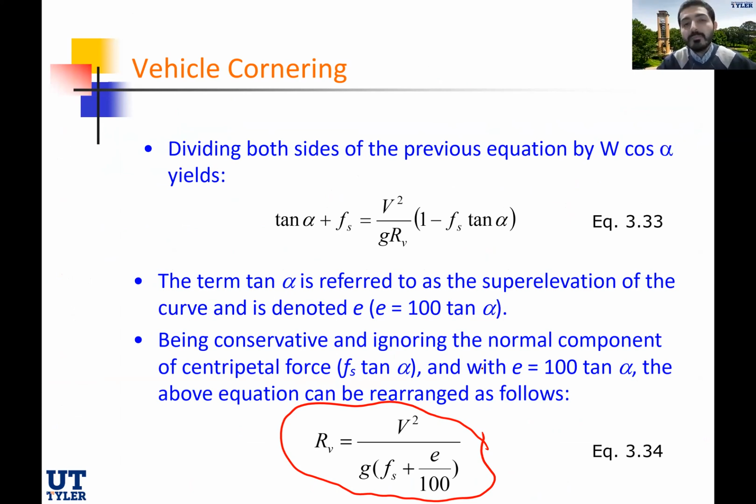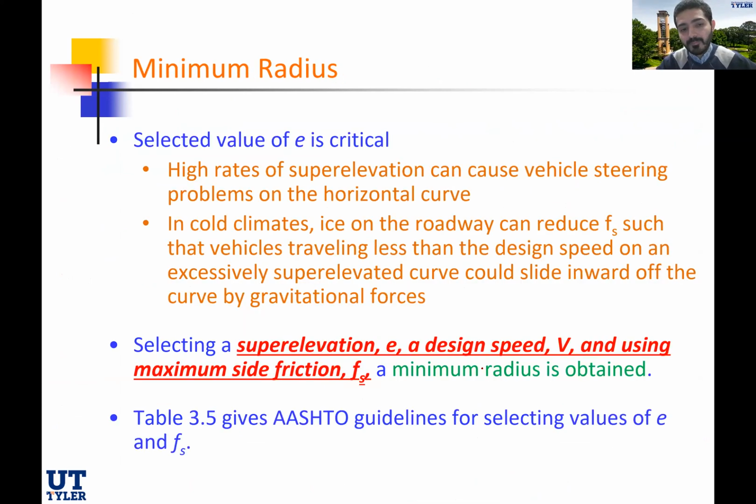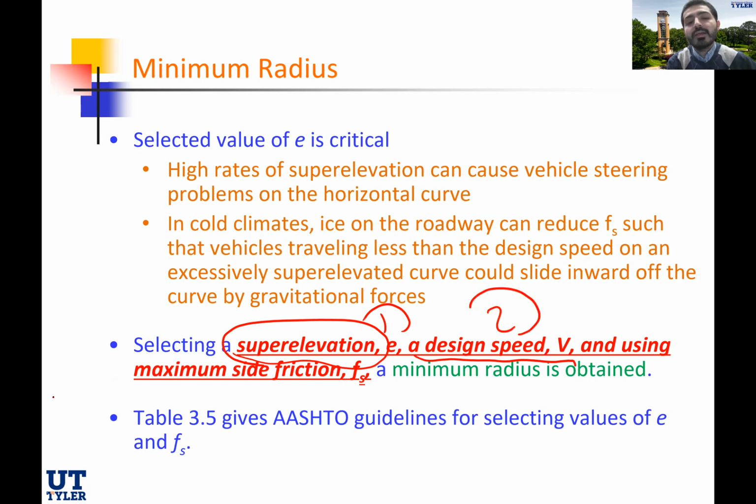What's the minimum radius of the curve? But I can ask you, what are the factors that affect the radius of the curve? You need to list those for me. So the super elevation, that's 1. The design speed, that is 2. And then the maximum side friction, that is 3. So those are the 3 factors that affect the selection of the minimum radius of the curve.